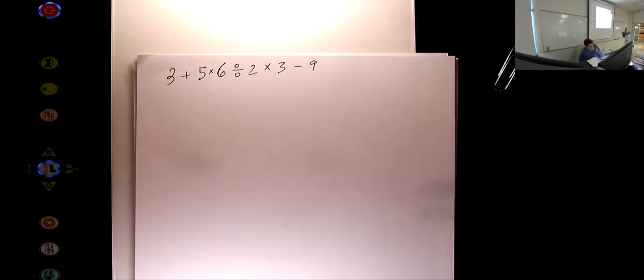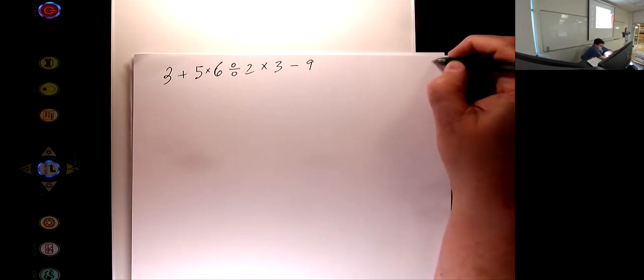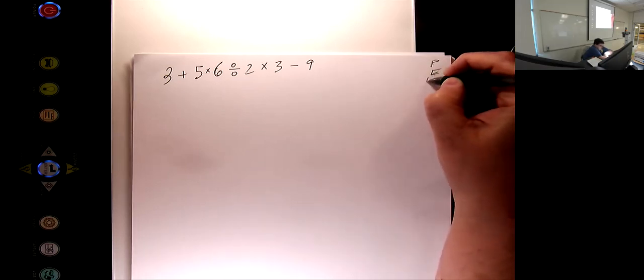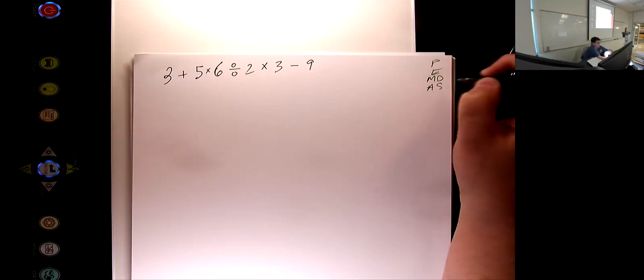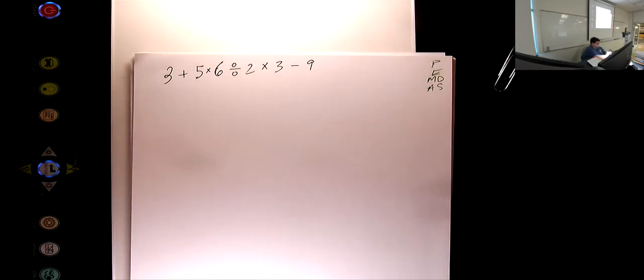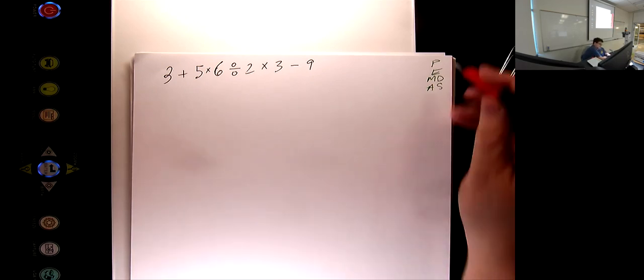Yeah, let's start with that. So we can throw up our, please excuse my dear Aunt Sally, PEMDAS. And we don't have any parentheses or exponents, so we can just X those out.